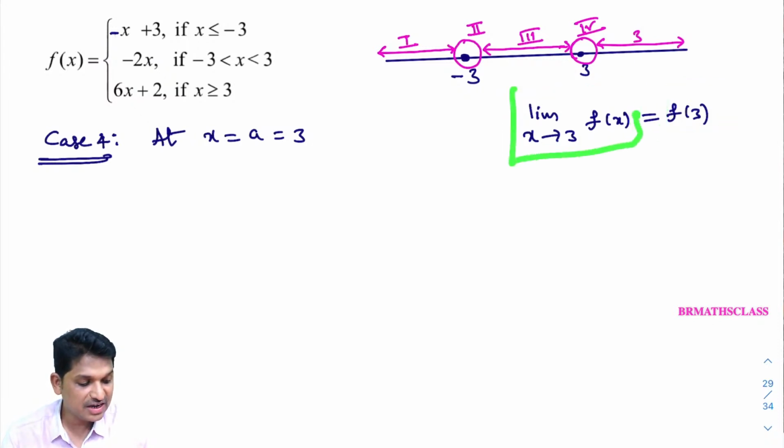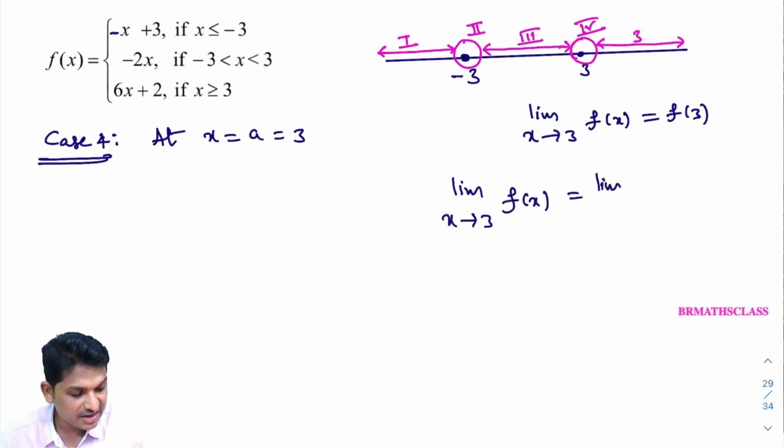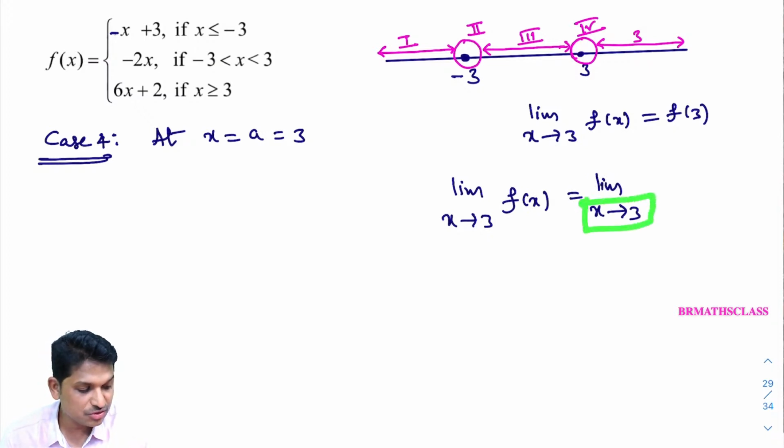Okay, so first I'll calculate this. To calculate this, we have a problem. What is the problem? Where will you get the problem? Limit x tends to 3, f of x, you need to calculate. Limit x approaches 3. Here is the problem. X approaches 3 means what?